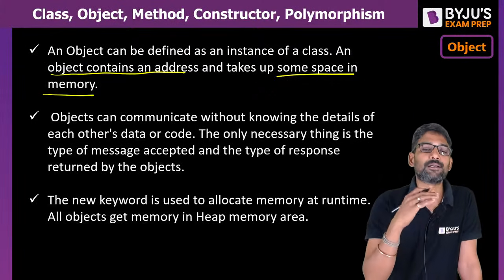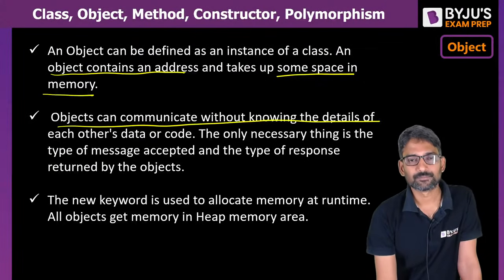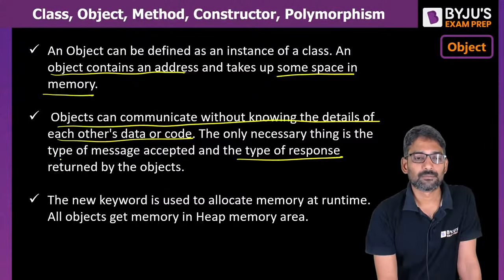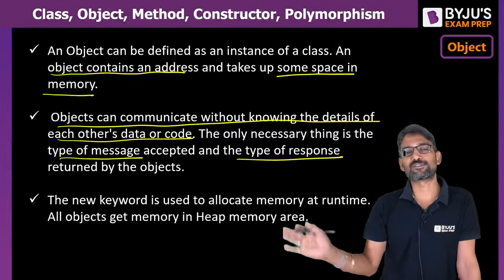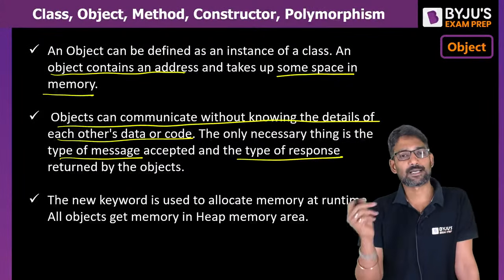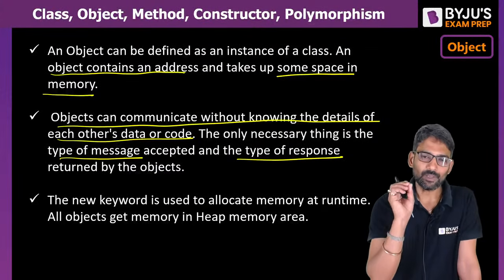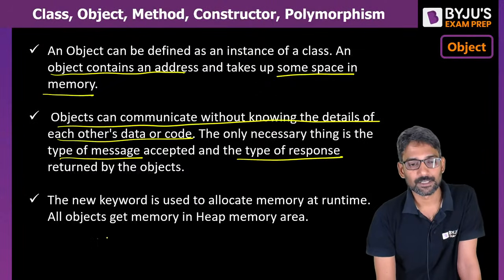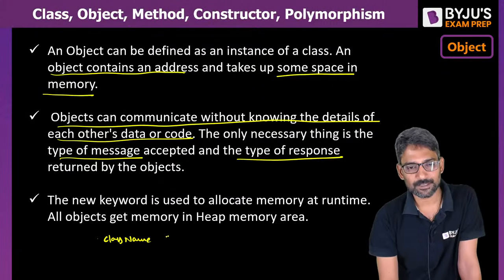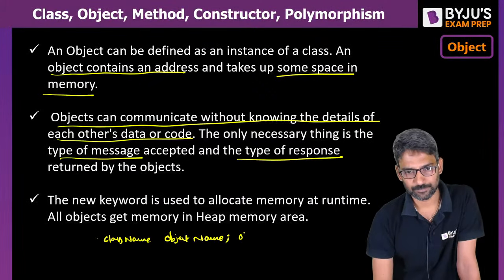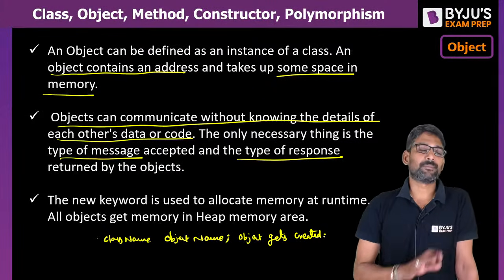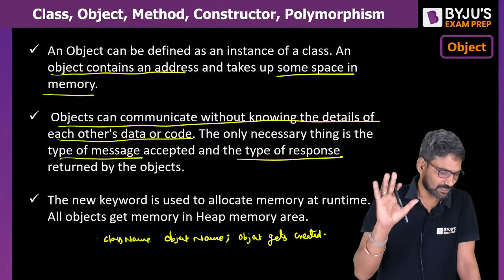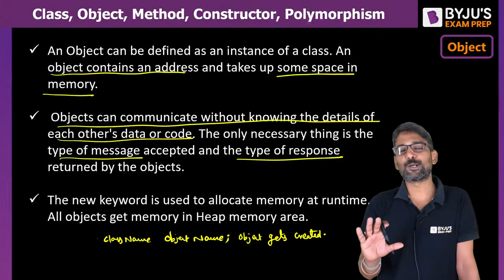And it is possible that one object can communicate with another object provided their type of message, type of response, should match. So there are some rules. Following those rules, we can establish communication between one class object and another class object also. And how do we create an object? Class name space object name. If you write this, the object gets created, but memory will not be allocated. Whenever you write class name space object name, object gets created, but memory will not be allocated.